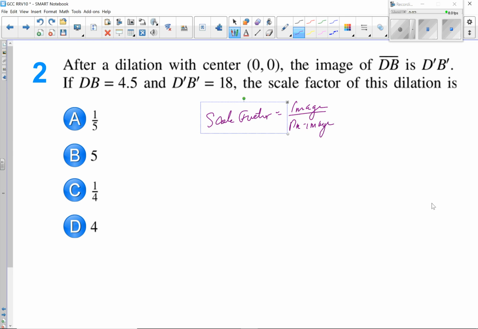So in this case, if I've got image and pre-image, in this diagram it would be D prime B prime over DB. So that would be 18 over 4.5 for this example. If I do a calculation of 18 divided by 4.5, I get an answer of 4, which gives me choice D. So the key is just to remember that when dealing with the scale factor, the easiest way to think about it is image over pre-image, and that will indicate my ratio, and in this case, the scale factor.